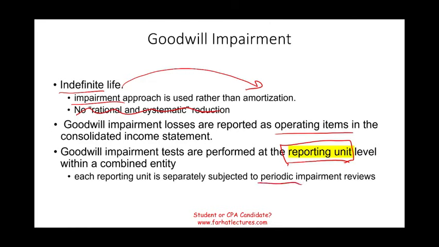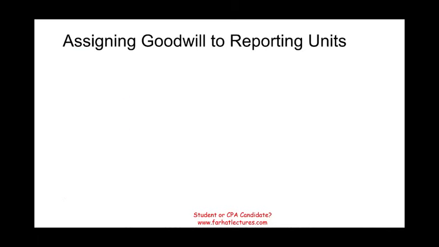And what's that periodic? Usually annually. Sometimes we do it more than annually if circumstances arise. But usually, at least annually, we have to do this impairment. We have to check to see, is our reporting unit impaired? Now, how do we say we have a reporting unit? That's important.